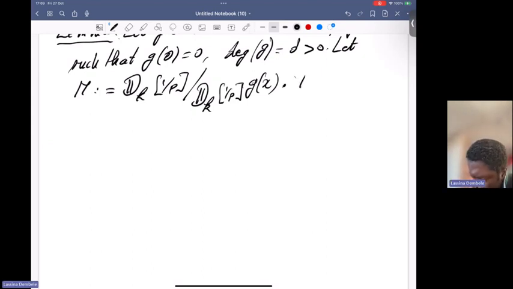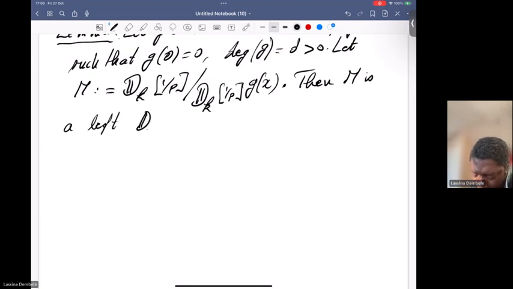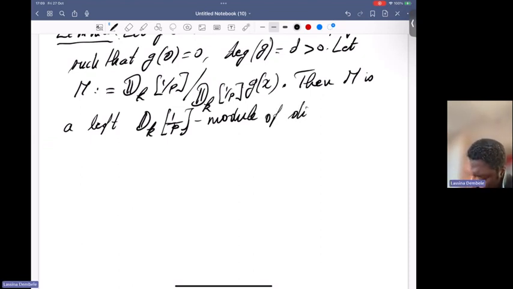So this gives us a left module. And then the statement says that M is a left D_K module, of specific D_K over one module, of dimension D as a K0 vector space.